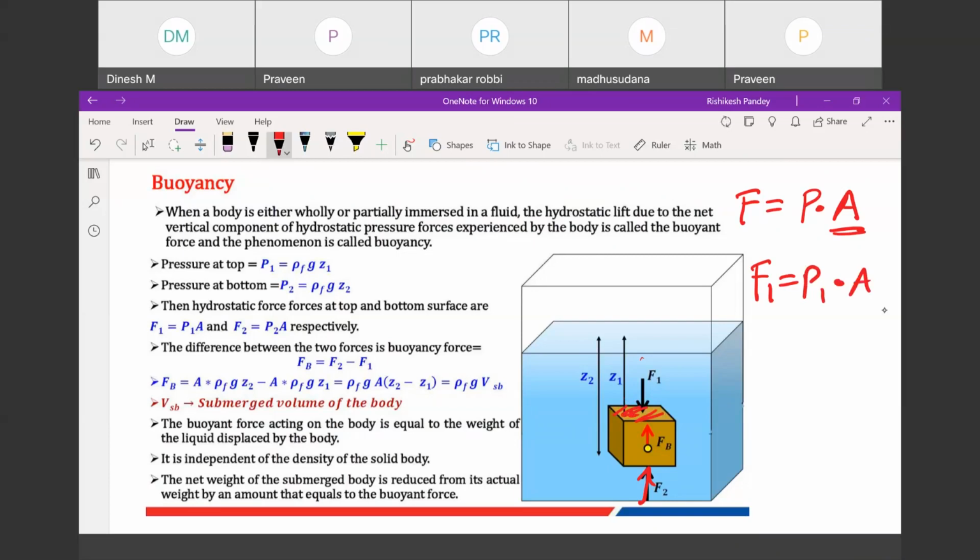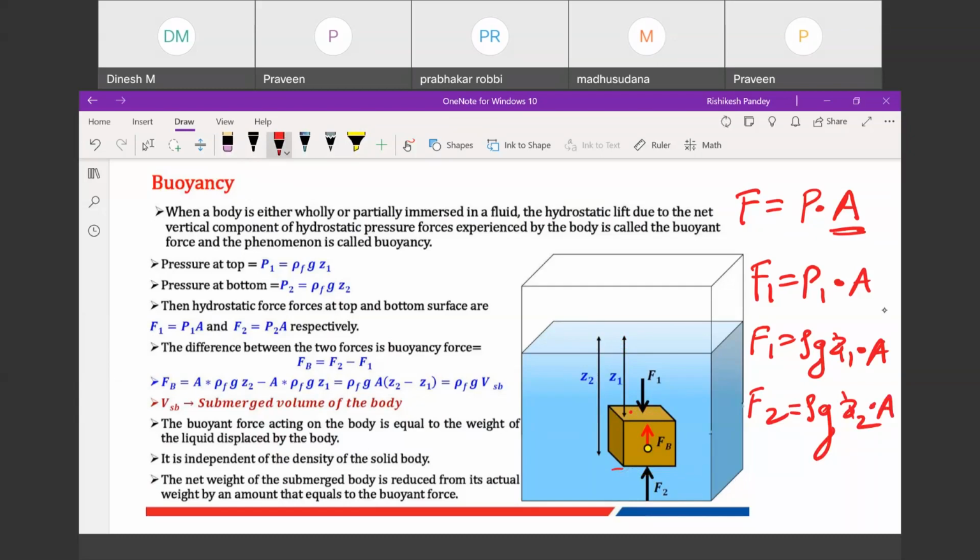P1 will be how much height below the free surface? Z1 height. So P1 can be written as rho g Z1 and then multiplied by area. Similarly, the pressure will act in this direction from the bottom, and that's why the force will act in this direction, F2. Now F2 can be calculated as rho g Z2, because at this level the pressure will be rho g Z2, and here the pressure is rho g Z1. So the pressure at the bottom face is rho g Z2 multiplied by area.